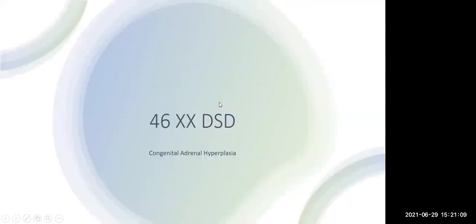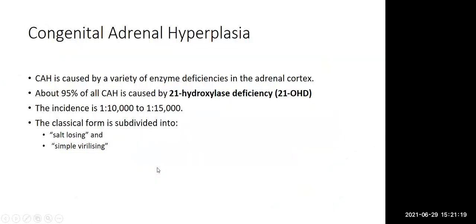Okay, so next is the 46XX DSD, which is the female DSD, and the commonest cause is congenital adrenal hyperplasia. Congenital adrenal hyperplasia is among the commonest causes of DSD regardless of the classification. It is caused by a variety of enzyme deficiencies, but the commonest one is 21-hydroxylase deficiency. Other enzyme deficiencies could be 11-beta-hydroxylase or 17-alpha-hydroxylase. The classical form is either salt-losing or simple virilizing. Salt-losing is the severe form, and in the simple virilizing form, the female will just be virilized.